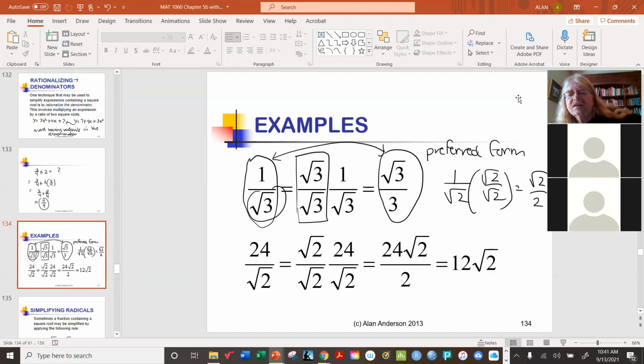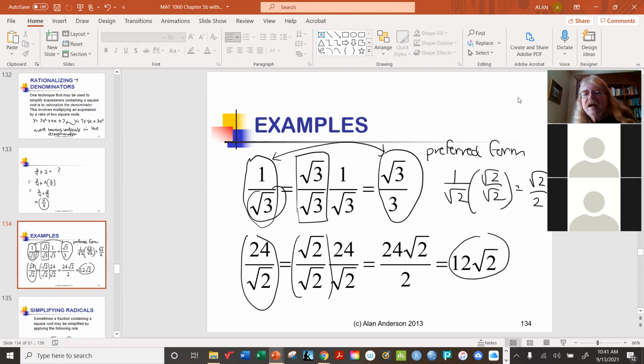Now, in this case, though, you see what we got. I think you'll all agree that this is scary and this is pretty straightforward. In other words, this time, rationalizing the denominator actually simplified our final result. And so everybody, I think, will agree that 12 radical 2 is much nicer and simpler than 24 over radical 2. So this time we got a double bonus. We not only got rid of the irrational number in the denominator, we have an expression now which is a little bit simpler.